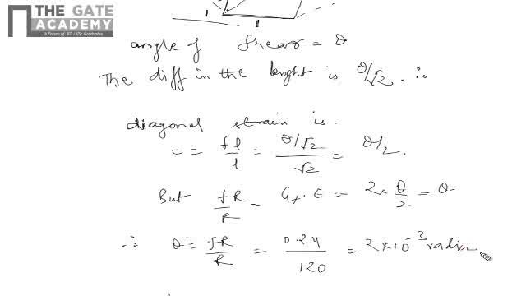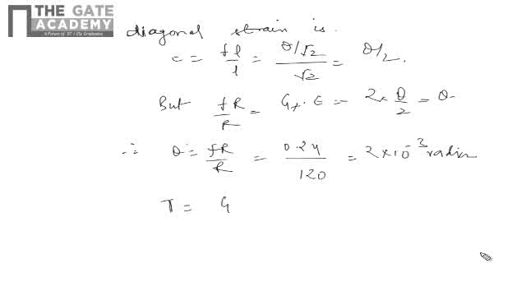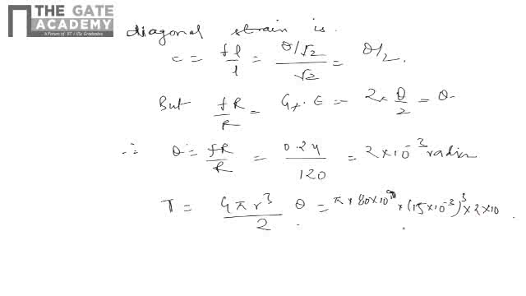Now the torque T. The formula for torque T is known: G pi R cubed by 2 theta. See the formula for a mild steel shaft in the literature. After putting in all the values, you have pi into 80 into 10 to the power 9 into 15 into 10 to the power minus 3, cubed, into 2 into 10 to the power minus 3, divided by 2. You will get the value of T as 847.6 Newton meters.